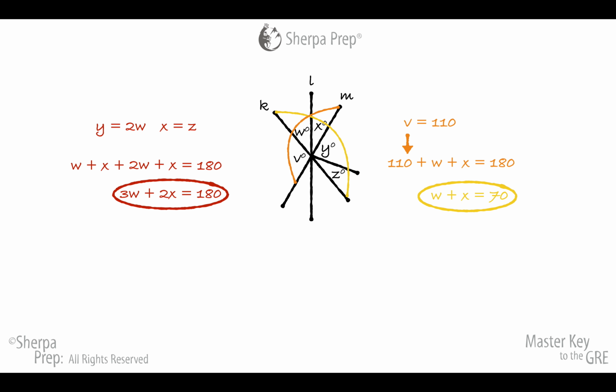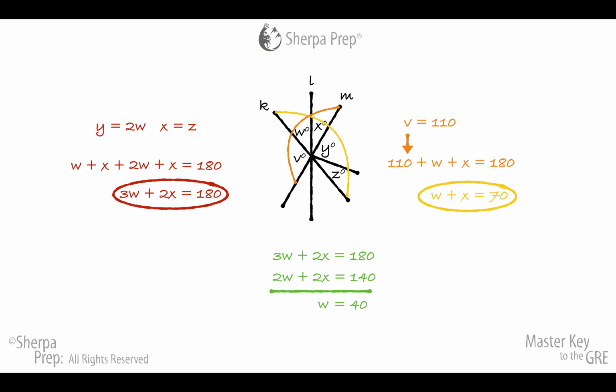Personally, I always like the elimination strategy, so I'm going to stack the equations vertically. And then I'm going to double the second equation so that I can then subtract the two equations, canceling out our x's. So let's do the work. If we double the second equation, we get 2w plus 2x equals 140. And if we subtract the equations, 3w minus 2w is w, 2x minus 2x is 0, and of course 180 minus 140 is 40, showing us that w equals 40.